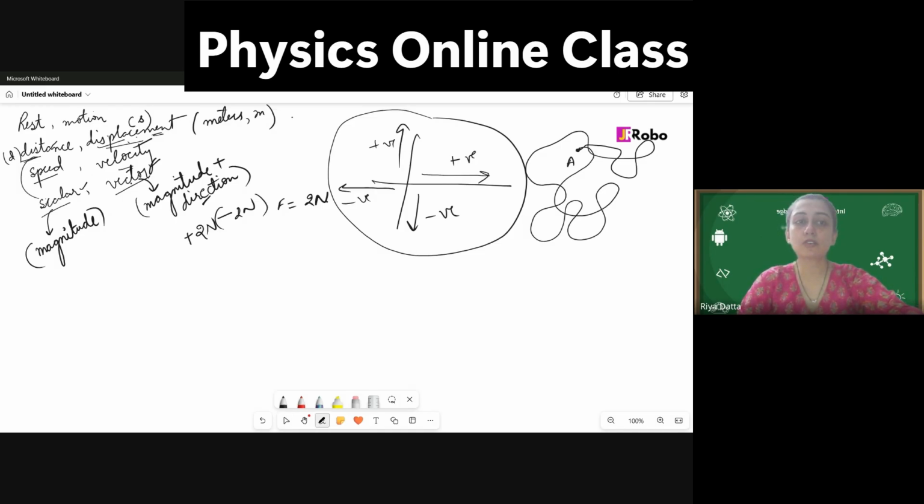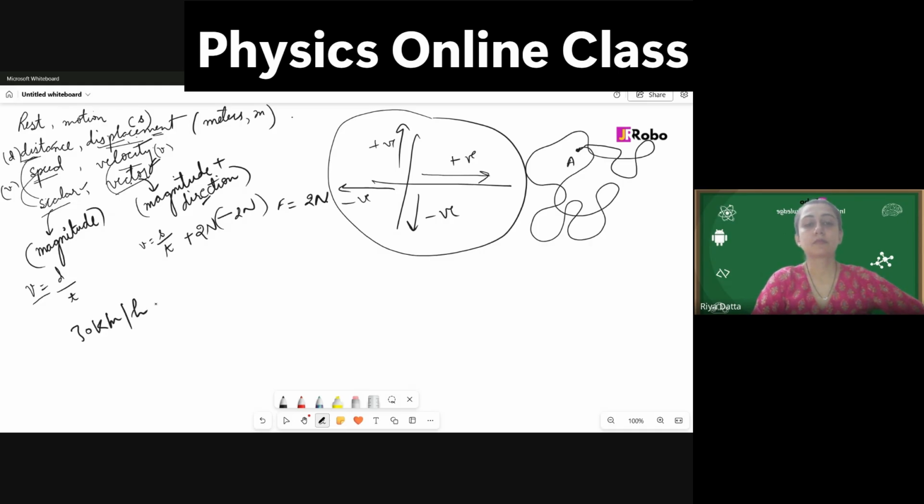Now in case of speed and velocity, I told you that let us represent both of them as small v. In case of speed, the formula was distance upon time. In case of velocity, it was displacement upon time. And velocity is vector, speed is scalar. Again, the same thing. In case of speed, only magnitude matters. Like I'm saying, a car is moving with 30 km/h speed. So this is the speed of that car. I'm not concerned about the direction in this case.